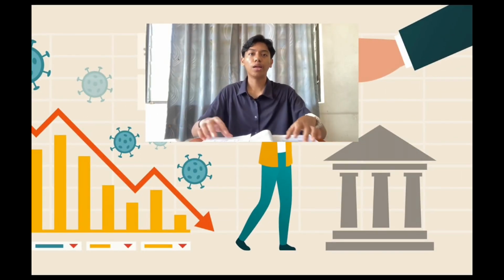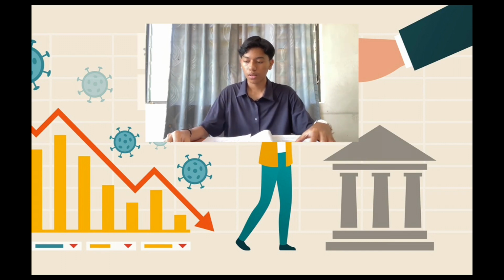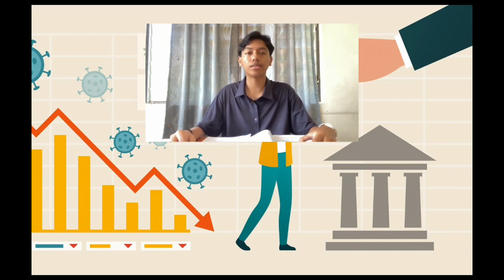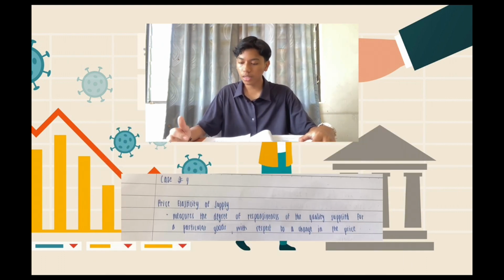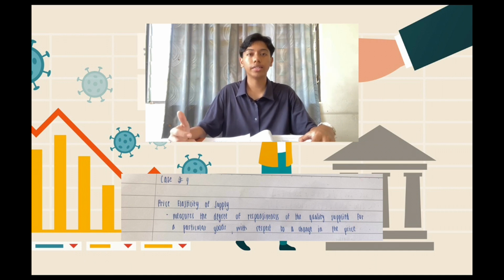So now I will explain question number 4. This question is about price elasticity of supply. First of all, price elasticity of supply measures the degree of responsiveness of the quantity supplied for a particular good with respect to a change in the price.